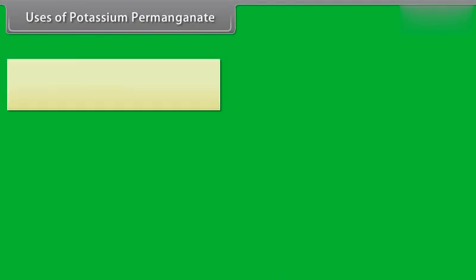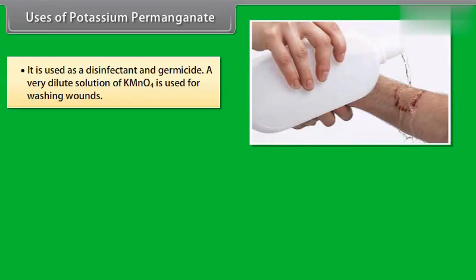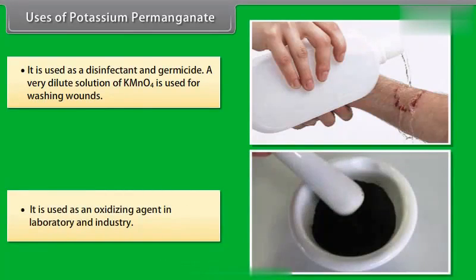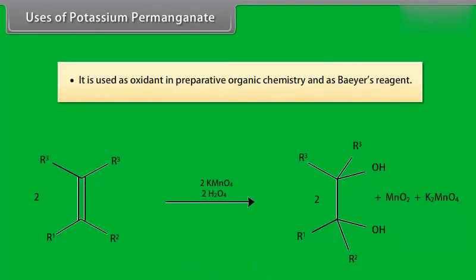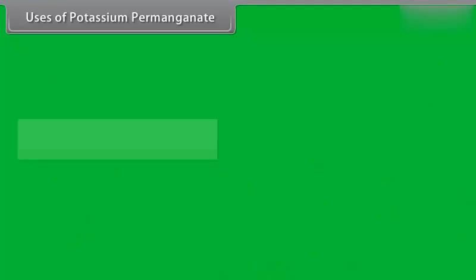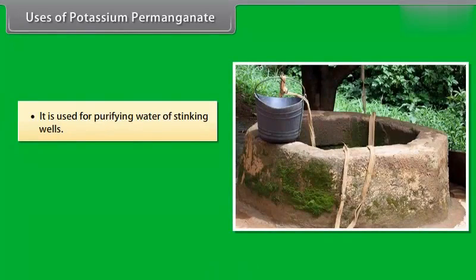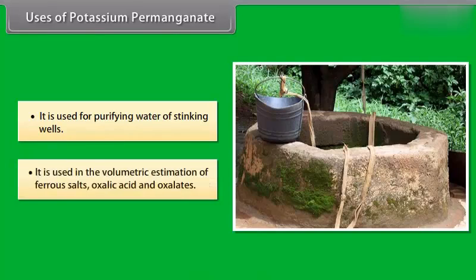Uses of potassium permanganate. The important uses of potassium permanganate are the following. It is used as a disinfectant and germicide. A very dilute solution of KMnO4 is used for washing wounds. It is used as an oxidizing agent in laboratory and industry. It is used as an oxidant in preparative organic chemistry and as Baeyer's reagent. It is used for purifying water of stinking wells. It is used in the volumetric estimation of ferrous salts, oxalic acid and oxalates.